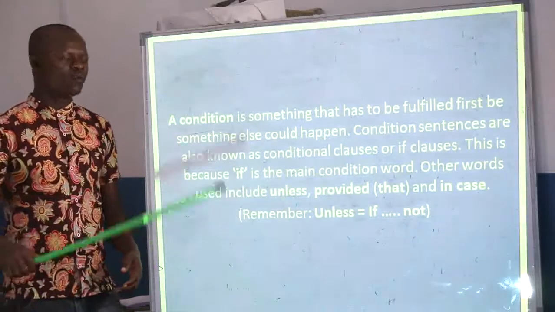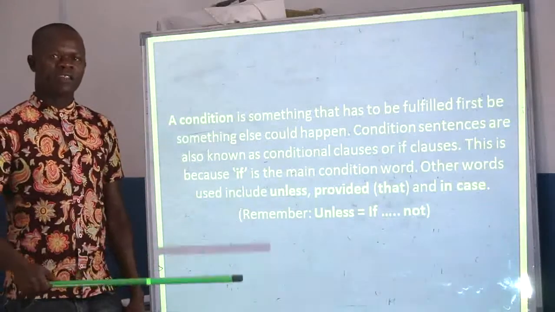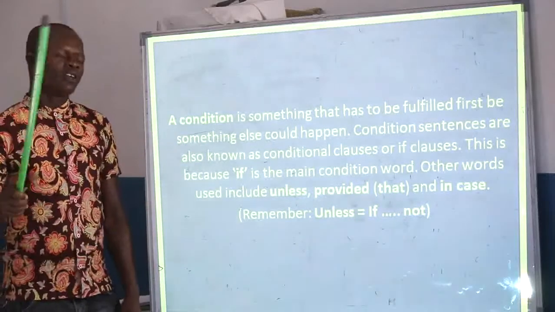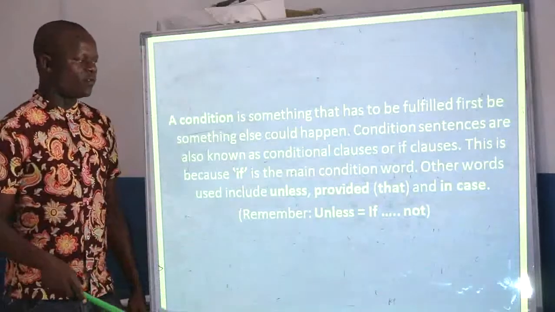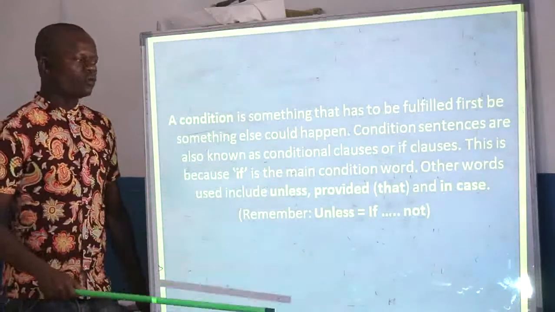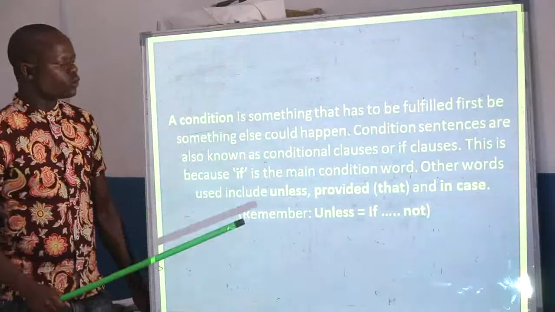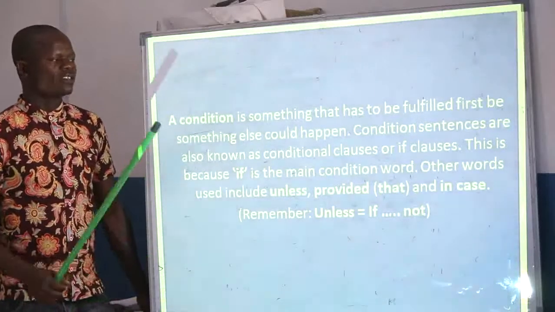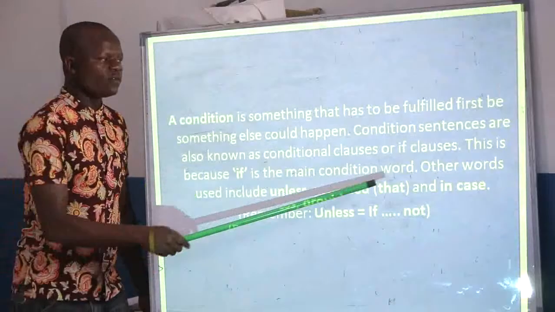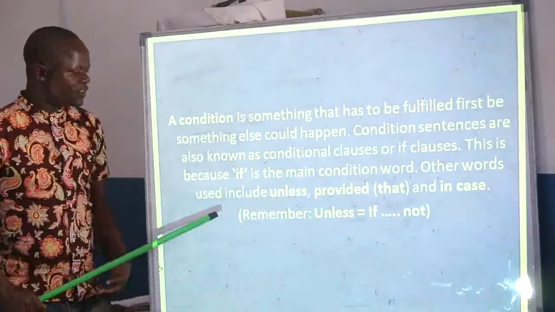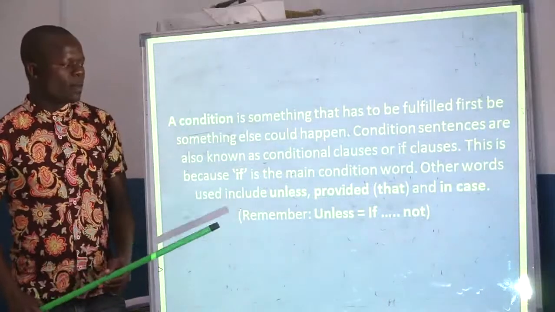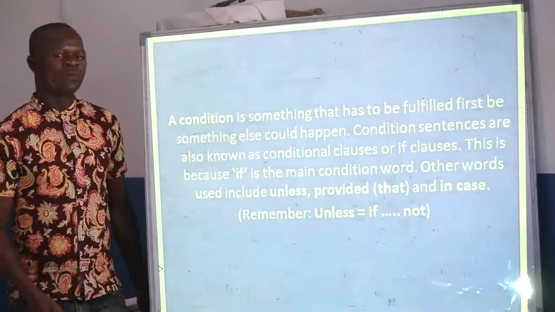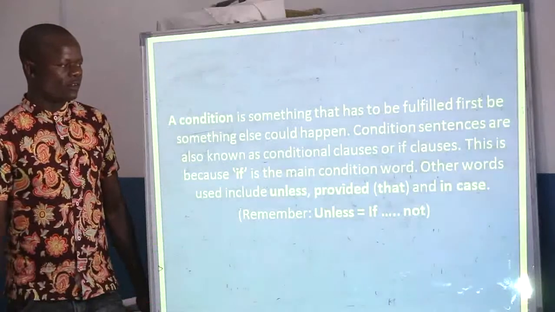That means you need to fulfill it before you do another thing, or there are some conditions that direct you in whatever you are going to do that you need to fulfill first, then you come up with a new thing, as you can see. Conditional sentences are also known as conditional clauses, or sometimes we call them if clauses. This is because if is the main condition word that shows what you are going to fulfill before something else happens, as we have said.